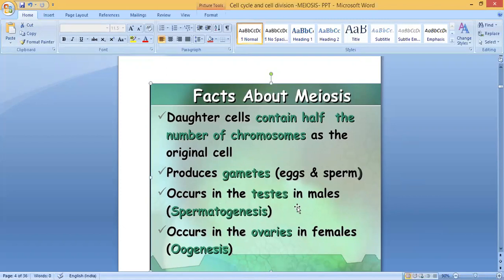It occurs in the testes in males. That is called spermatogenesis. And in the case of females, it occurs in the ovaries. That is called oogenesis. So this is the production of female and male gametes. In males, it happens in the testes and is called spermatogenesis. In females, it happens in the ovaries and is known as oogenesis. Okay.